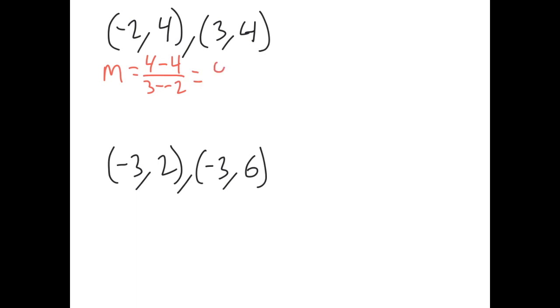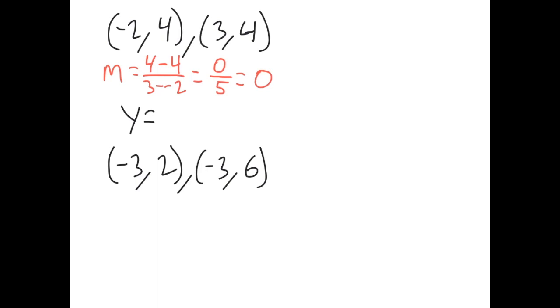4 minus 4 is 0, 3 minus negative 2, you add those. So that gives you 5. And 0 divided by anything is 0. So our slope is 0. So what's going to happen with that is if your slope is ever 0, remember from last time we said when your slope is 0, that means it's going to be a horizontal line. So your equation is going to be y equals some number.